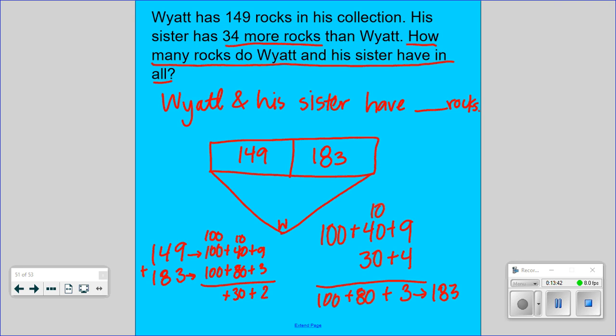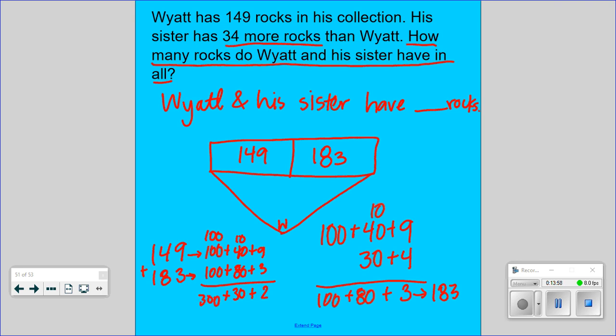Alright, Arwen, can you do my 100s? 100 plus 100 plus 100 equals 300. Is that enough to make a trade? No. Still just 300. You need 700 more to make a trade. Very good.